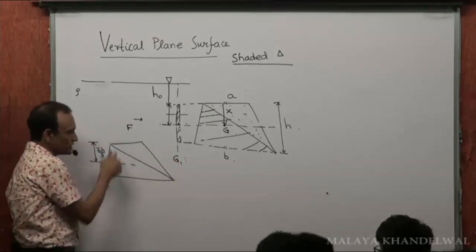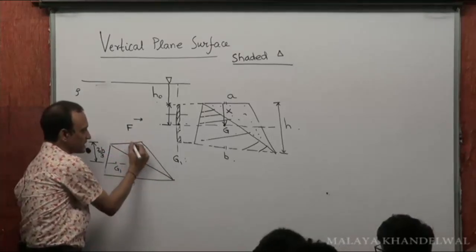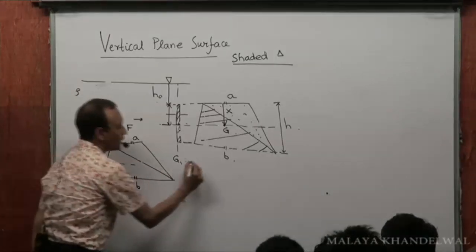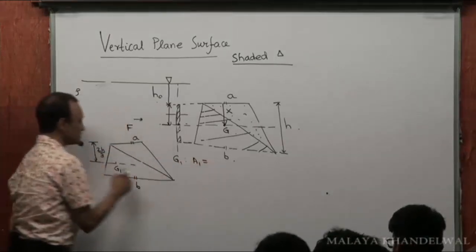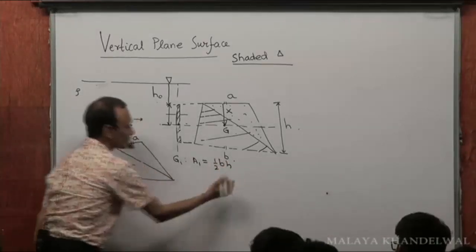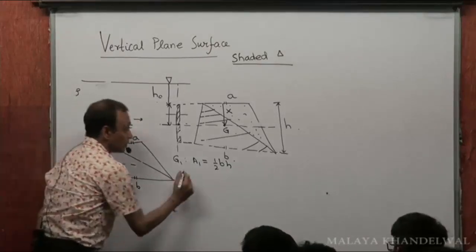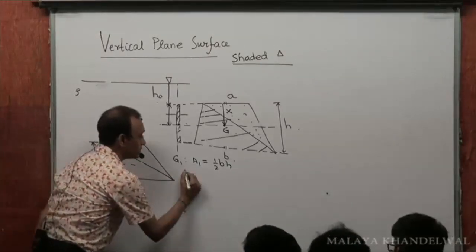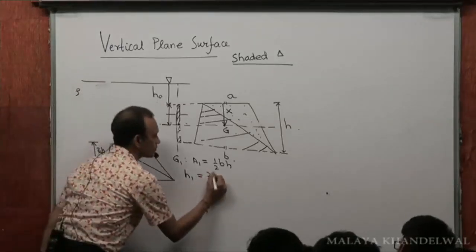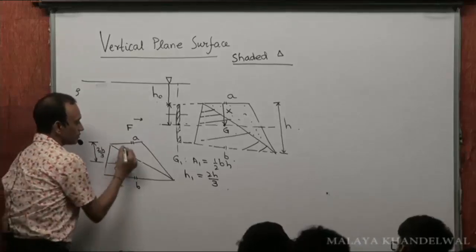So for this triangle G1, that is, in order to locate G1, the depth of the center of gravity of this triangle from side A. This is side A, this is side B. What would I do? Well, what's the area A1 of this? Half of B into H. Right? What is the depth H1 from the free surface? 2h by 3. Right?